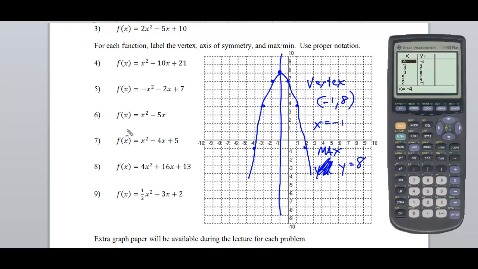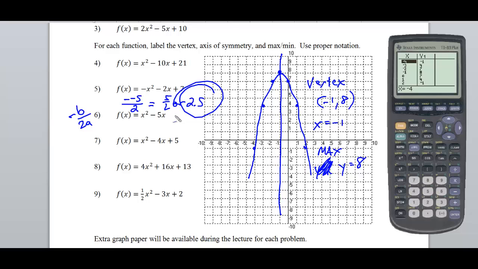All right. Let's go and do number 6's vertex hypothesis. Let's see where the vertex is going to be here. Negative b over 2a, so negative negative 5. A lot of negatives there on the numerator. And then 2 times 1, which is 2. So it looks like my vertex is going to be at 5 halves, or 2.5.